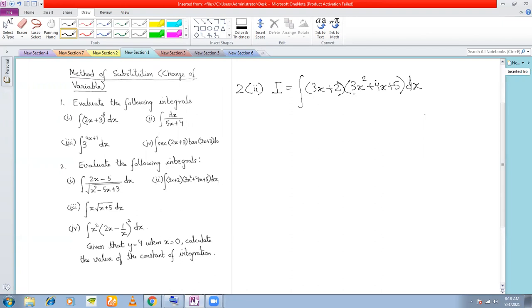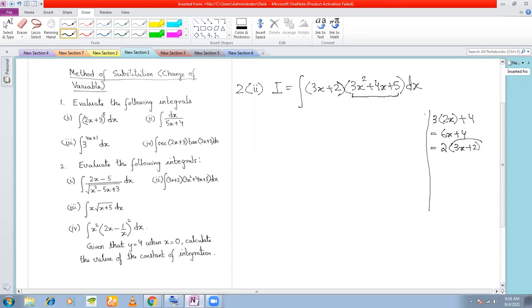Now see, very interestingly, if you differentiate this 3x square plus 4x plus 5, how much do you get? Try this in rough. If you differentiate this, you get 3 into 2x plus 4, isn't it? Means you're going to get 6x plus 4. From which, if you take 2 common, you get 3x plus 2. See, 3x plus 2 we are getting here. And do we have 3x plus 2 here? Yes, we have. So if you differentiate this, you're actually getting 2 into this.